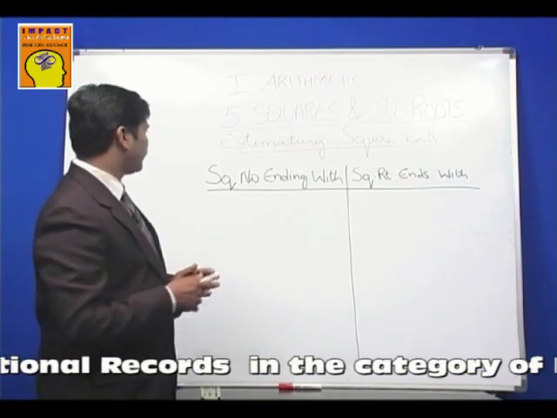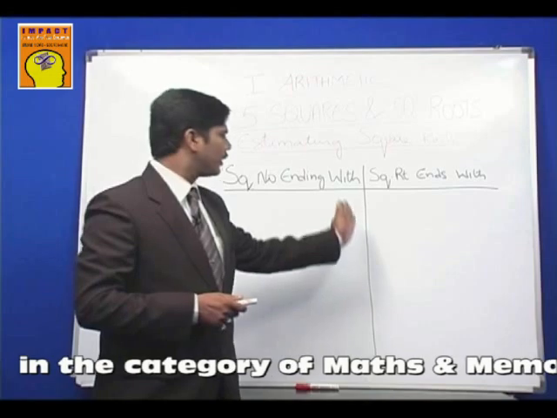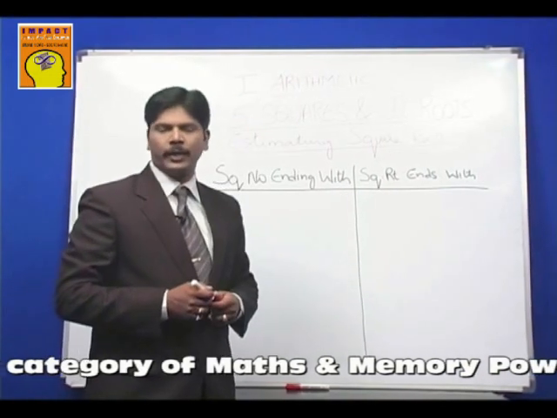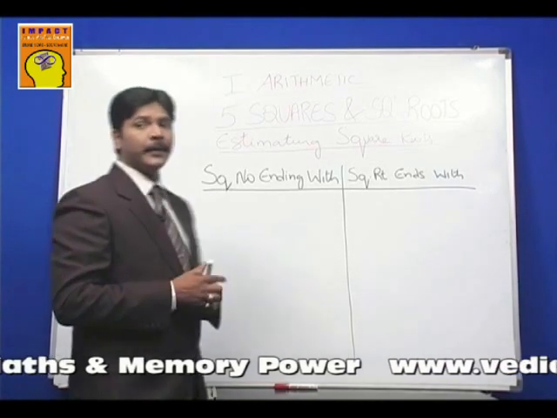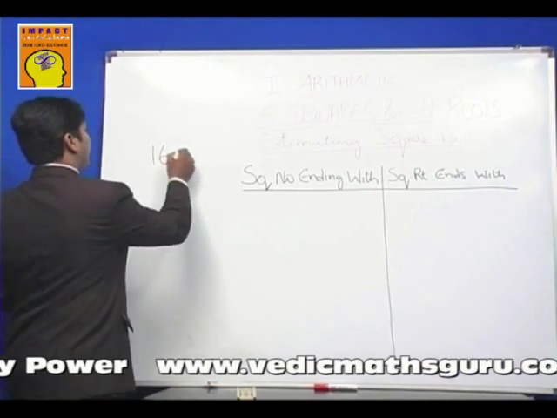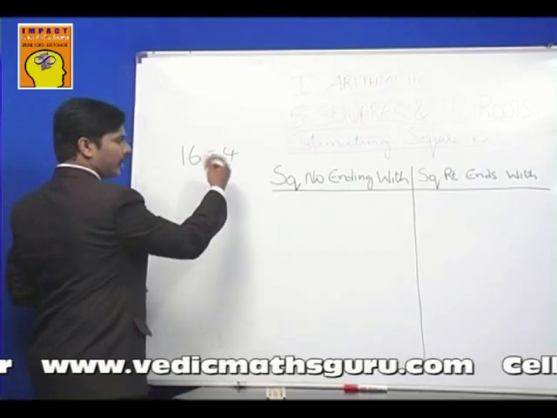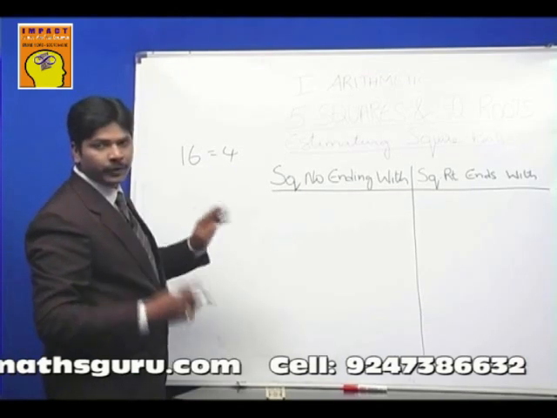Now the table goes something like this. Here we wrote square number ending with, and on the other side we wrote square root ends with. So you all know what is a square number and a square root. A number like 16 is a square number and 4 is its square root. So 16 is a square number, 4 is a square root. We need to understand that.